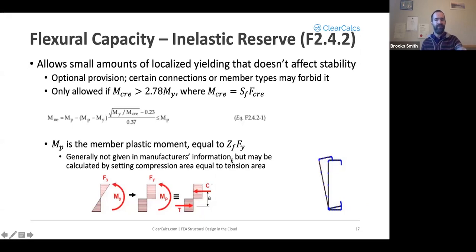Unfortunately, that value is generally not given in manufacturer's information. I've only seen it once or twice actually given by manufacturers. However, it's relatively straightforward to calculate, at least for symmetric sections. That's where you set your compression area equal to your tension area and calculate the moment capacity where everything is yielded.